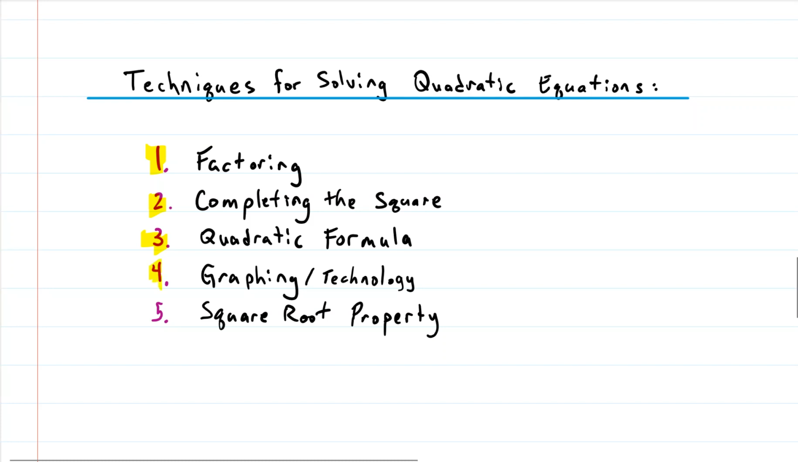You could also use graphing or some type of technology, like your graphing calculator or Desmos. And then you can also use the square root property if the situation you're dealing with is missing the middle term, the term that just has the x.